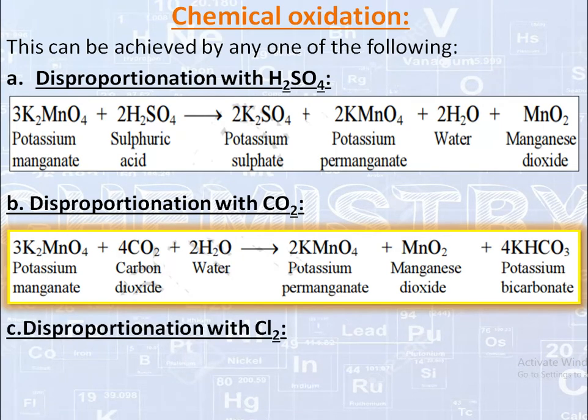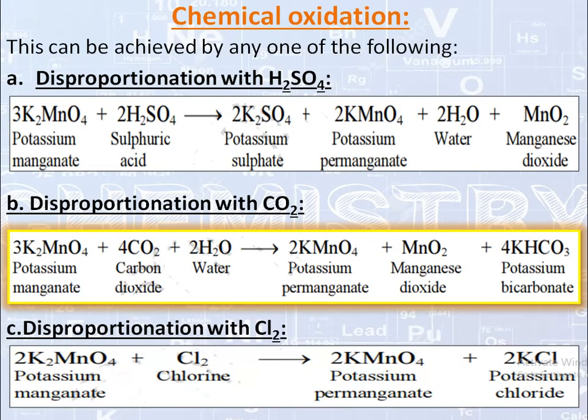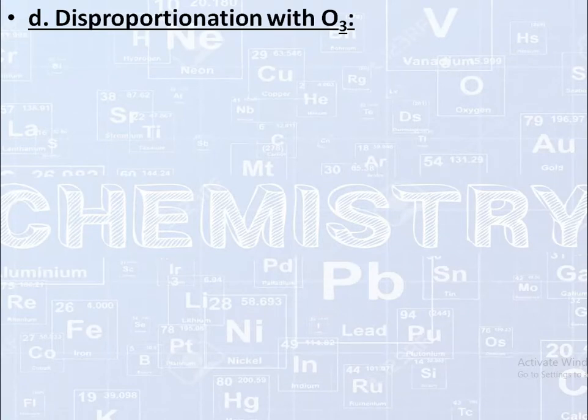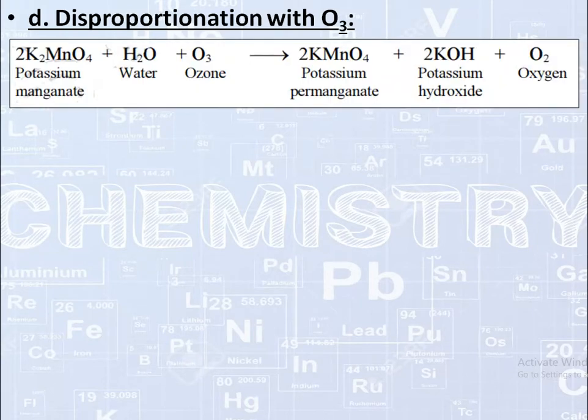Next is disproportionation with chlorine, that is Cl2. So the reaction is 2 potassium manganate when reacted with chlorine Cl2 gives potassium permanganate and 2KCl. And last is disproportionation with O3, that is ozone. So potassium manganate in presence of water and ozone gives potassium permanganate, potassium hydroxide and oxygen gas.